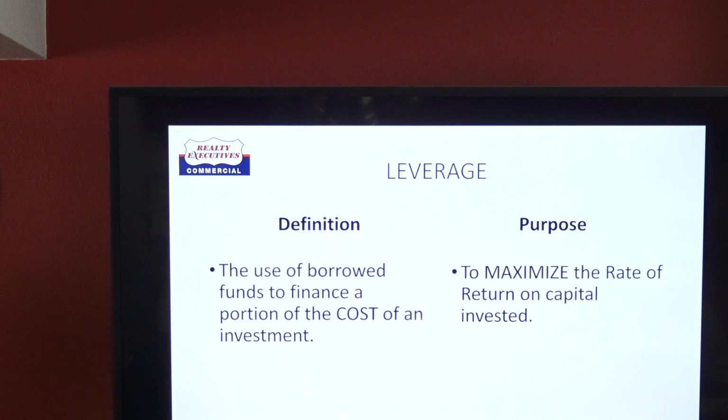So let me ask you a question. Is it better to put down all cash on the property, or is it better to put down a percentage? Which one do you guys think? Percentage. A percentage. Why is it better to put down a percentage? You could buy multiple properties with the same amount. That's number one. What else? You get a higher return on your cash. You get a higher rate of return. Okay, what else? Tax write-off? Tax benefit. That's it. You guys are sharp this morning.